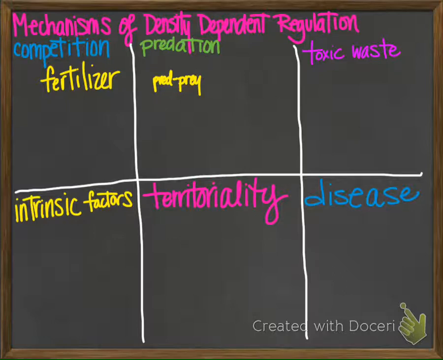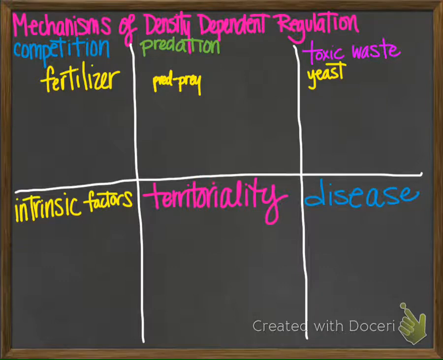Toxic wastes. When you talk about things like yeast, like brewer's yeast, Saccharomyces cerevisiae, they use carbohydrates and convert it to ethanol. But the ethanol, as it accumulates, becomes toxic to the yeast. So that is definitely density dependent. Bacteria grown in culture would eventually do the same thing as well.